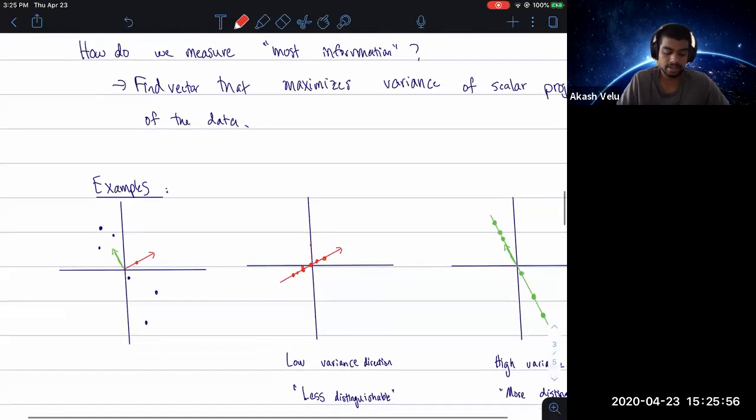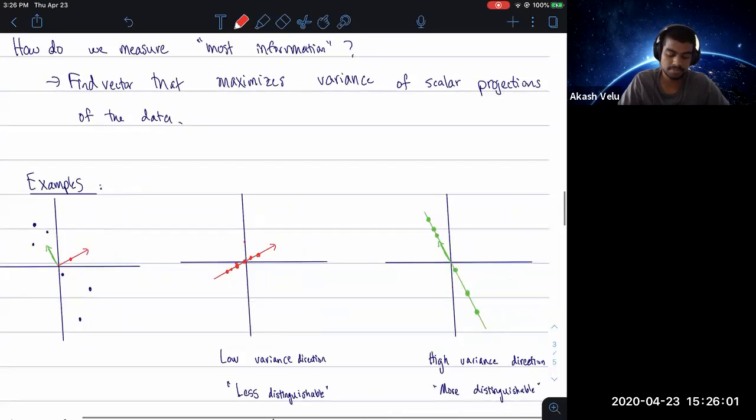Let's choose a different vector, the green vector, and see what happens if we project everything. So if I do the same thing, I drop a perpendicular from each blue point onto the green vector here. What I'm going to get is this. So all of the points will lie along the green vector, and they're going to look like this.